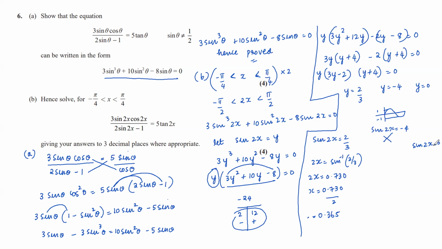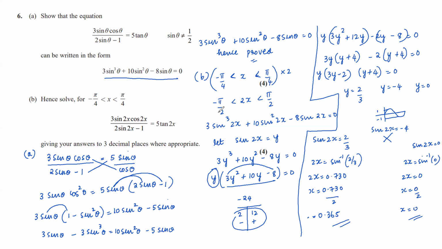Now sin 2x is equal to 0. So 2x will be sine inverse of 0. What is sine inverse of 0? It is 0. So 2x is equal to 0, x is equal to 0 by 2. Therefore, x is equal to 0. x equals 0.365 and x equals 0 will be your final answer.